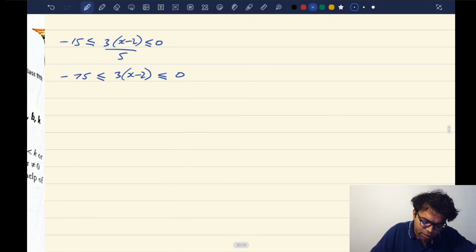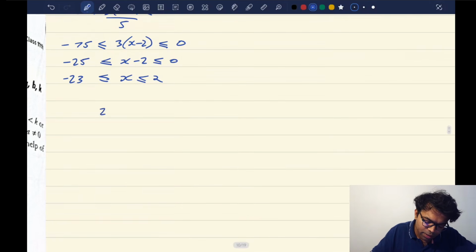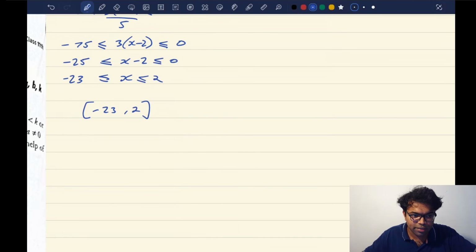So divide by 3, you get what? Minus 25 is less than or equal to x minus 2 is less than or equal to 0. Then you add 2 on both sides, you get minus 23 is less than or equal to x is less than or equal to 2. So the answer will be minus 23 to 2. Clear? No doubts? Easy questions?